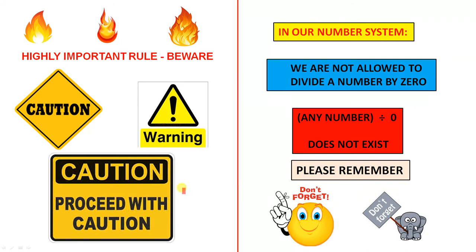But this rule is so important and so many people make a mistake. I want to teach you this rule right now so that you'll never make a mistake in the future. In our number system, that is the normal number system that we use, we are not allowed to divide a number by 0. So read that. What we have in the blue box again, read it to yourself. It is very important. Just read that part to yourself. I'll give you 5 seconds.